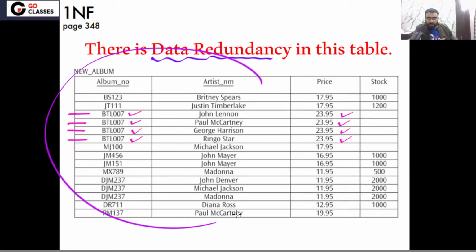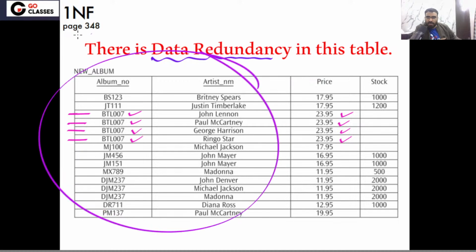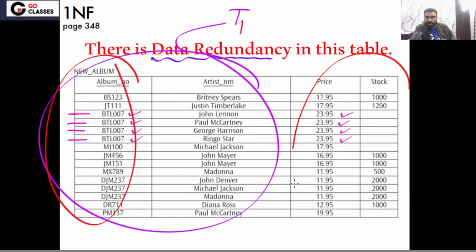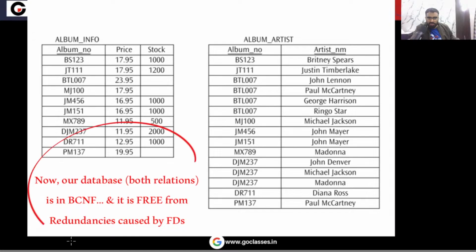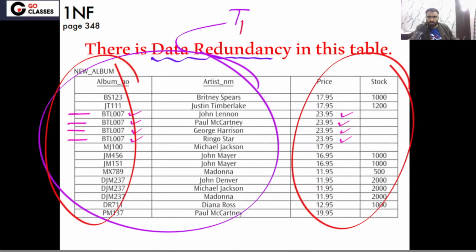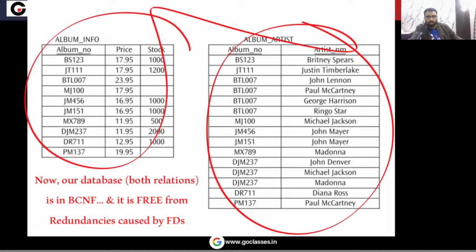In one table, I will put this album number and artist name. Let me call it table T1. And in another table, I will put album number, price, and stock. So basically, to reduce the redundancy, I will split our database into 2 tables. I will decompose this table into smaller sub-relations. You can see, 2 sub-relations I got.